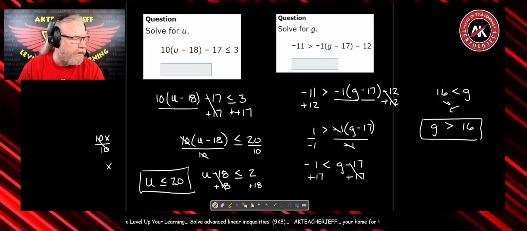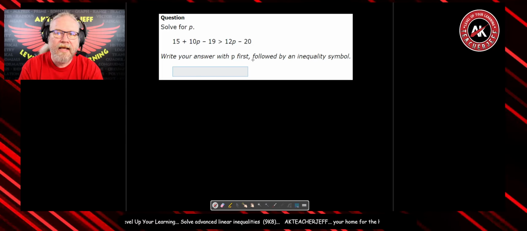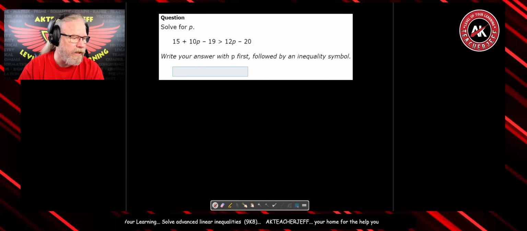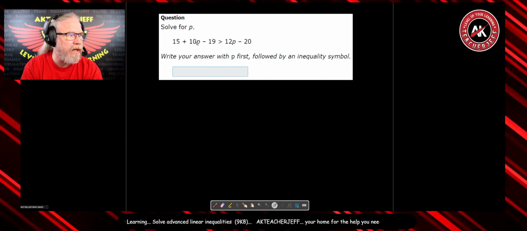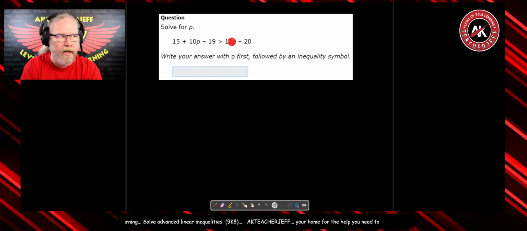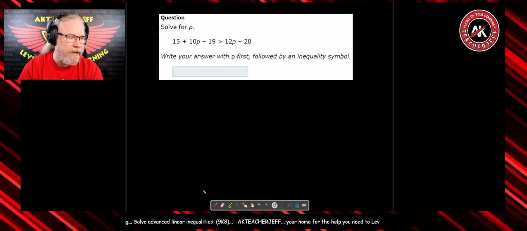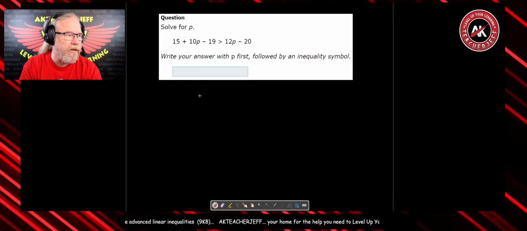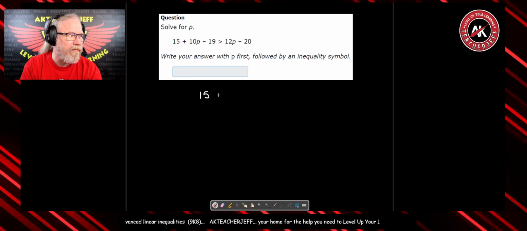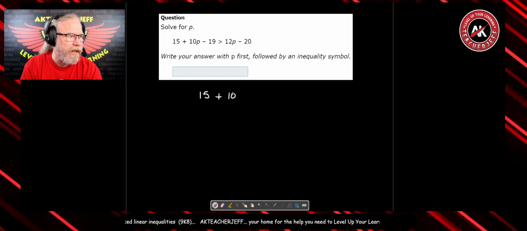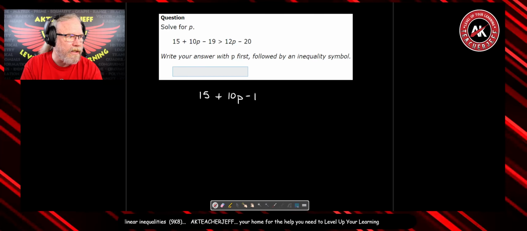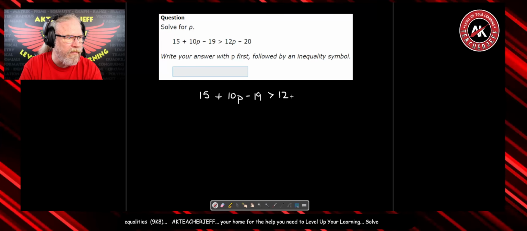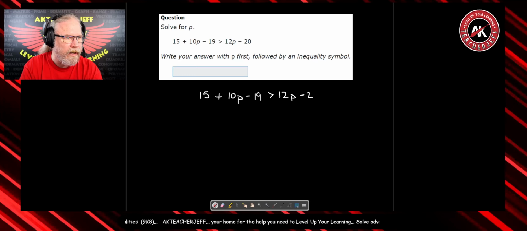All right, next question. In this activity, you're going to end up with variables on both sides. You can see over here on the left, we have 10p, and over on the right, we have 12p. But we're going to deal with this just like we did with equations back in the day. Always good to do a rewrite, so let's start rewriting everything out. 15 plus 10p minus 19 is greater than 12p minus 20.